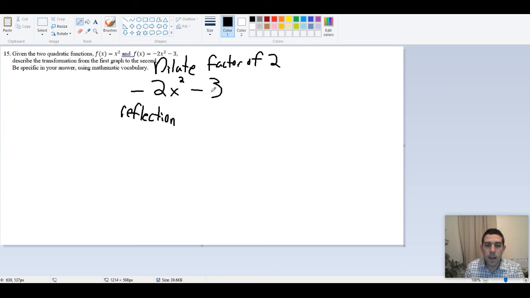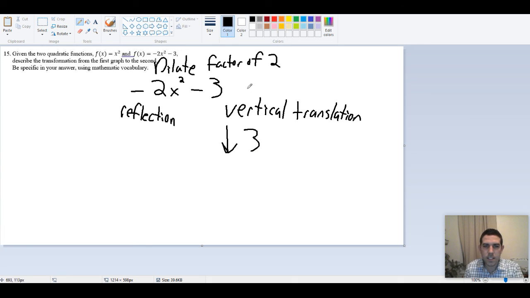And lastly, this negative 3 on the outside of the square is a vertical translation. Some people put horizontal. It is going up and down. It's actually going down 3. If you said reflection translation or dilation translation, that's kind of a mix-up of the vocabulary, so I took off a little bit of points there. But reflection, dilation, vertical translation. This was worth 3 on the top, so 6 points on this page, for a grand total of 20.